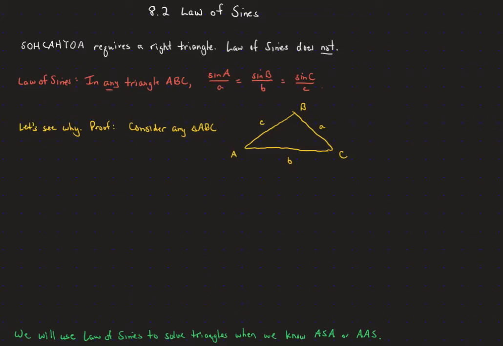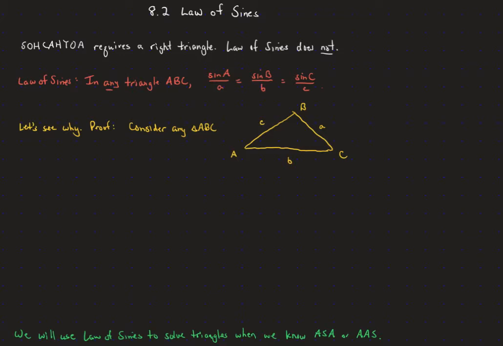So the law of sines says in any triangle, these proportions are equal. The sine of angle A over side A is equal to the sine of angle B over side B is equal to the sine of angle C over side C. So let's see why it works the way it does. Here's a little bit of a proof.